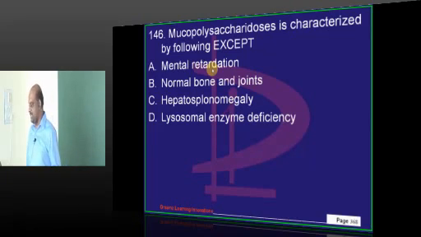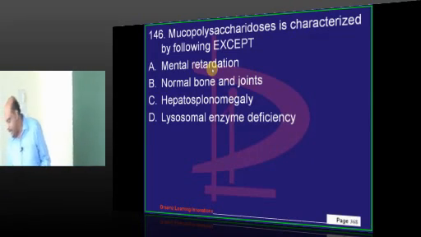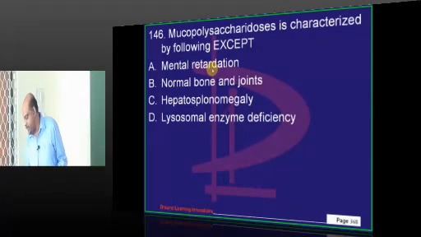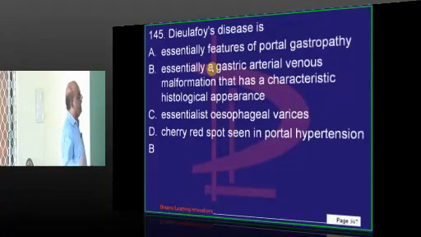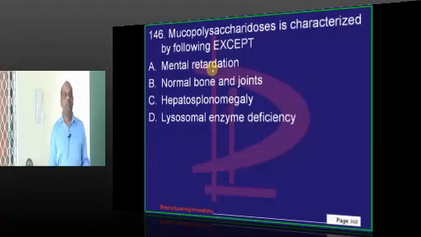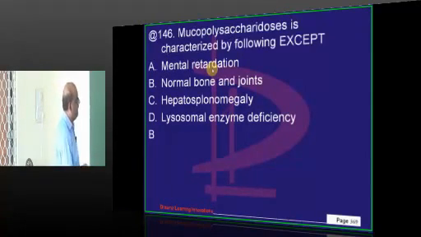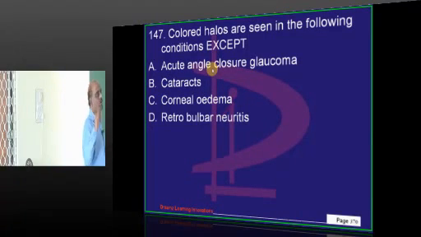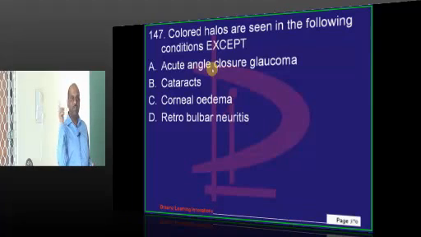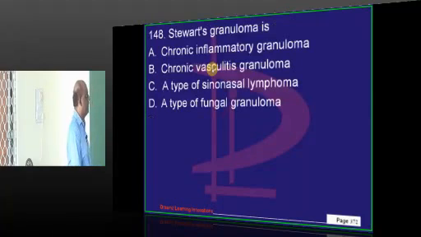Very good. Question number 146. That's right, our online student Fahima is also now shooting the answers. 145B, she said, correct. Mucopolysaccharidosis, bone and joints can get affected. Very good. Colored halos are due to corneal edema, cataracts or glaucoma, but not retrobulbar neuritis. Very good. Stewart's granuloma means what?